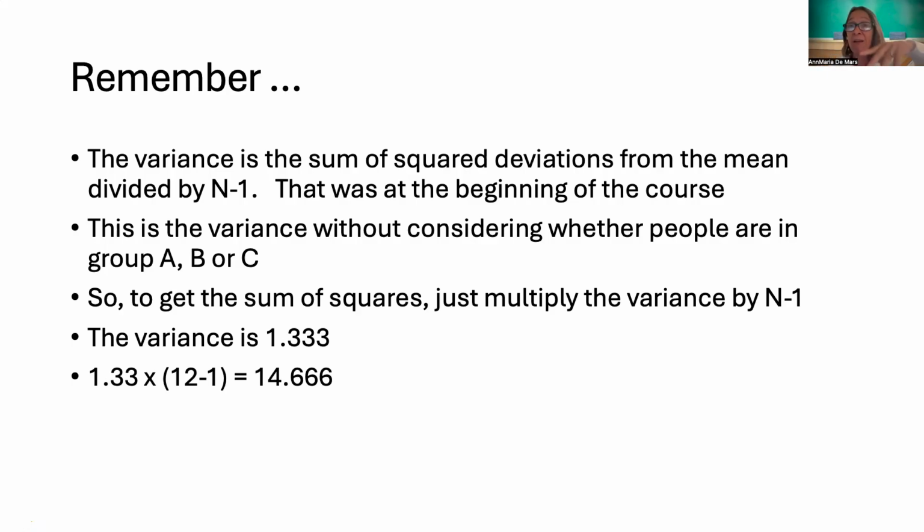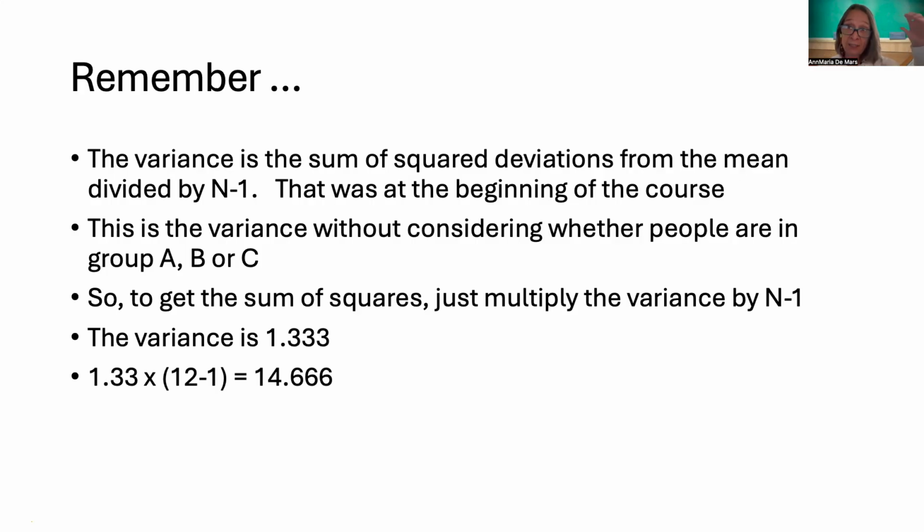So if you had, I don't know, 100 divided by 4, you could multiply that by 4 to get 100. So that's what we're going to do. Just get back to sum of squares. We're going to find the variance and multiply it by n minus 1. Our total variance is 1.33. Our total sum of squares is 14.66.